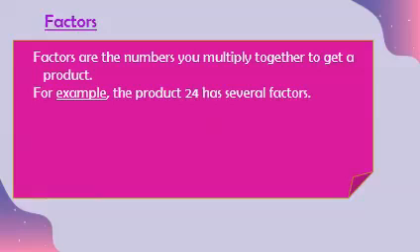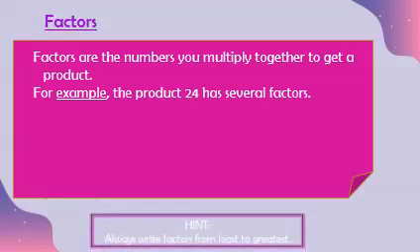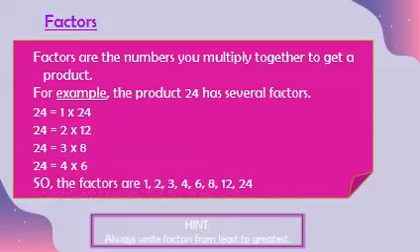So 24 has several factors, because some of you would tell me that 3 times 8 is 24. Some of you would tell me that 6 times 4 is 24. So 24 has several factors. Let us see what they are. First of all, 24 is 1 times 24. It's 2 times 12. It's 3 times 8. And it's 4 times 6. So all these numbers, when you multiply them, you get 24. So the factors are 1, 2, 3, 4, 6, 8, 12, and 24.